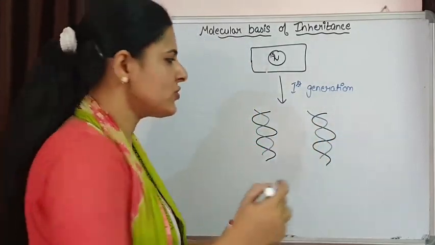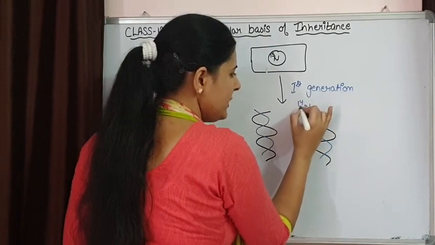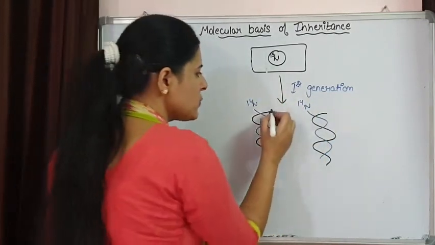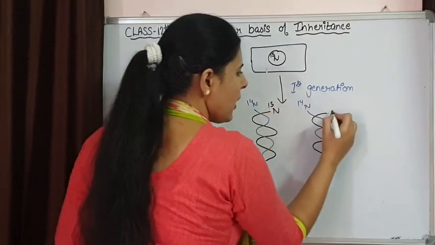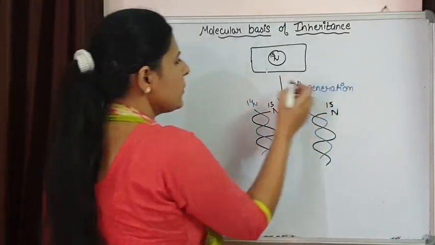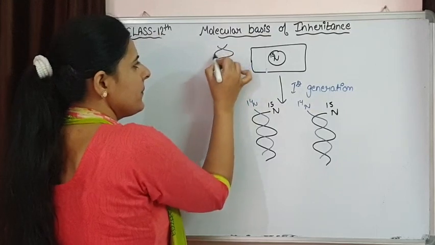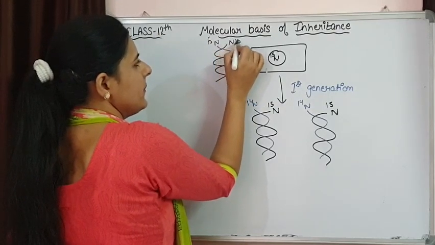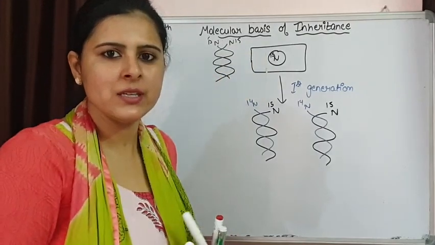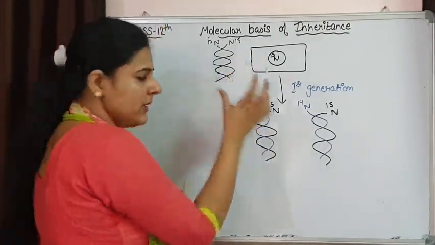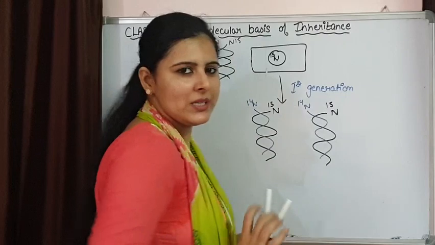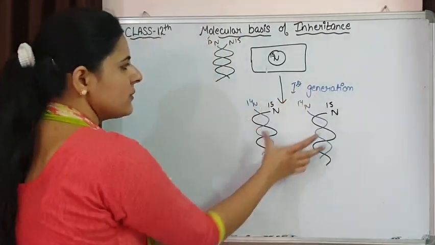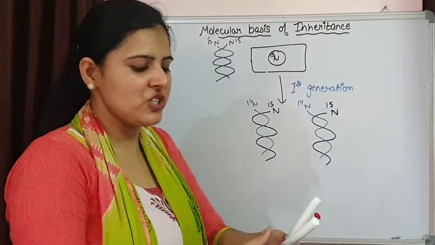Out of these two strands, this is the N14, the newly formed strand, and this one was the N15, the old strand. Because here, what was the situation? Both the strands were N15. Both were heavy strands, so that was full heavy. Here one strand is light and one is heavy, so that is coming in between. This was their observation in the first generation.